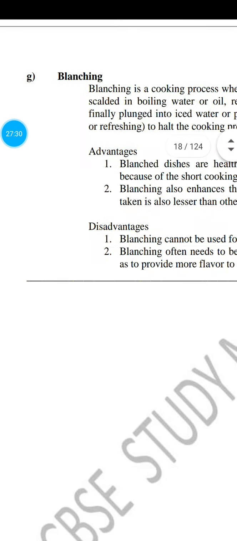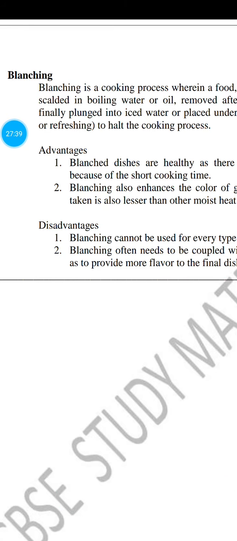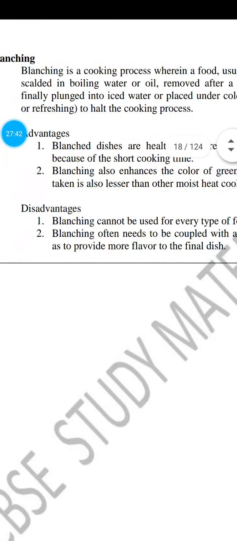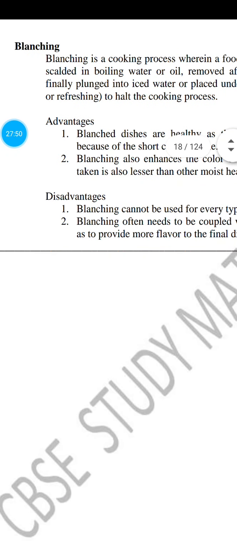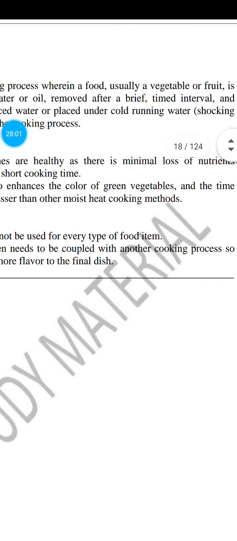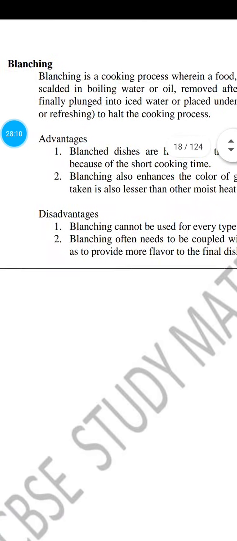This is the last one, as I guess, that is the blanching method of cooking. It is a cooking process wherein the food, usually a vegetable or fruit, is scalded in boiling water or oil and removed after a brief time interval and finally plunged into ice cold water. इसमें क्या करते हैं, पहले फूड को डालेंगे हम कोल्ड वाटर में, वार्म वाटर में या ऑयल में कुक किया, फिर उसके बाद उसको हमने आइस कोल्ड वाटर में डाल दिया, ताकि फूड बहुत गर्म हो चुका है, उस बॉइलिंग प्रोसेस को रोकने के लिए ब्लैंचिंग यूज़ कर दिया.